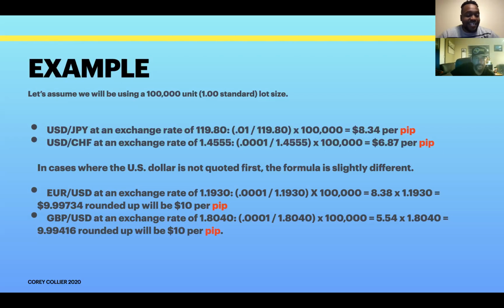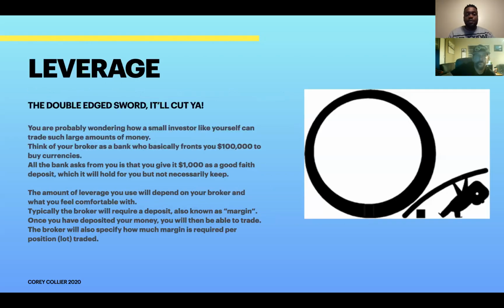And what you get is $9.9973. But we round that up to $10 a pip. All right. GBP USD, you do the same calculation. You have the 0.0001 pip movement times your exchange rate times your lot size, get your answer, and then multiply that again by the exchange rate. That's going to give you the $9.9941. Again, you just round up to $10. So it's important, like I said, guys, that you understand that not all the trade instruments have the same value when it comes to pip, because that is heavily going to affect your risk management.